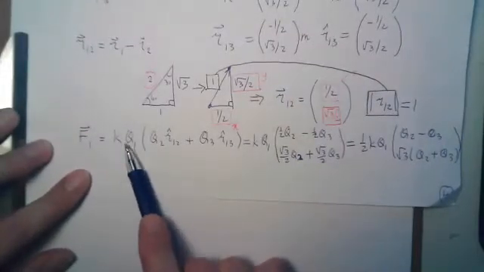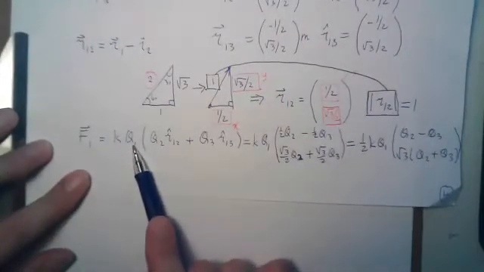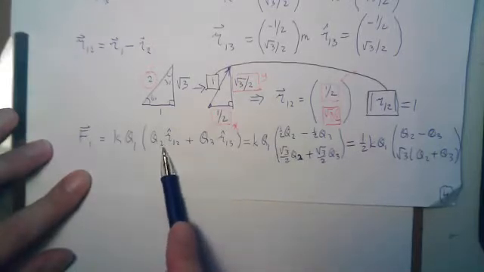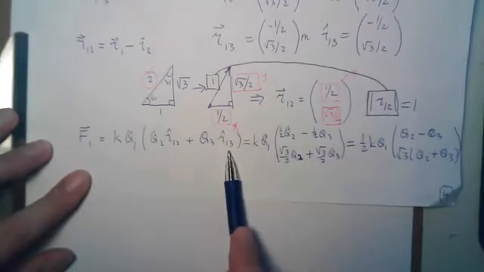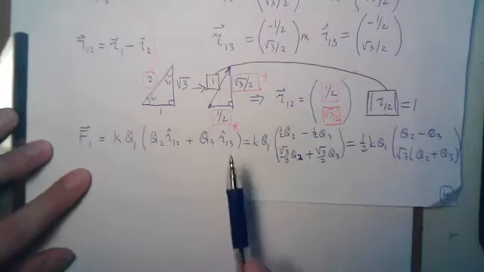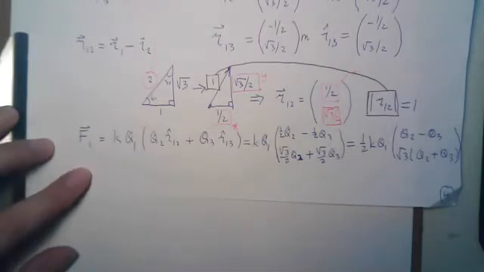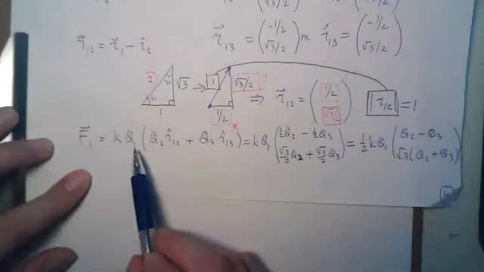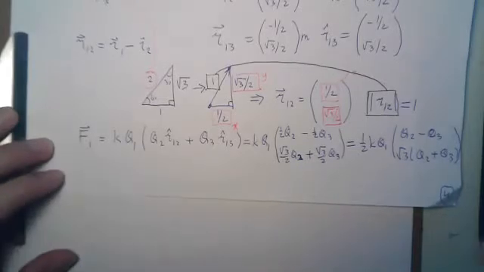We had some k times q1. Q1 is the charge of that object that we wanted to know the force on. And then we had a term in parentheses that only depended on all the other charges in the surrounding. So the question is, is it an accident that you can always factor out this charge? And of course, the answer is no. So let me show you how that works.